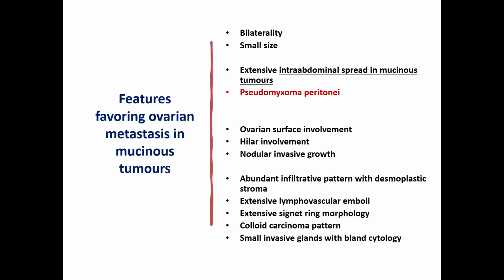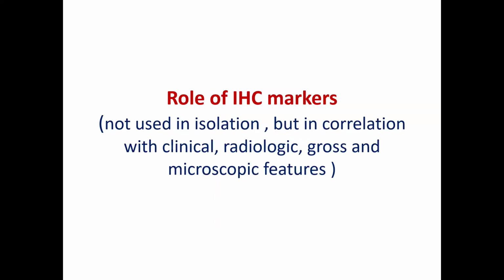Under the microscope, an infiltrative pattern of invasion with desmoplastic stroma is suggestive, as most ovarian tumors tend to be expansile rather than infiltrative. Extensive LVI, lymphovascular emboli, is also not common in primary ovarian carcinoma. Extensive signet ring morphology is more with metastatic. A colloid carcinoma pattern means there is a lot of mucin. Small invasive glands with plain cytology also raise the possibility of mets. IHC markers have a role in differential diagnosis, but are not used in isolation. In these cases, we must correlate the clinical, radiology, gross, and microscopic features.